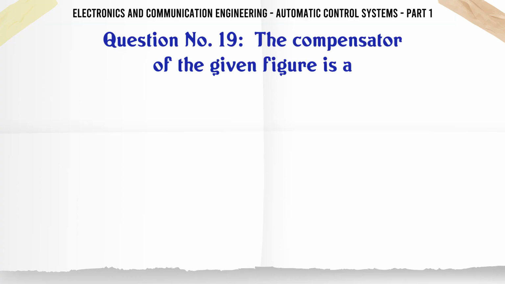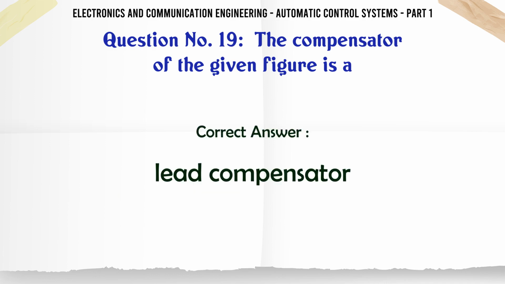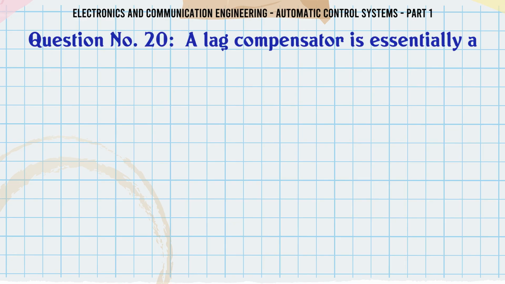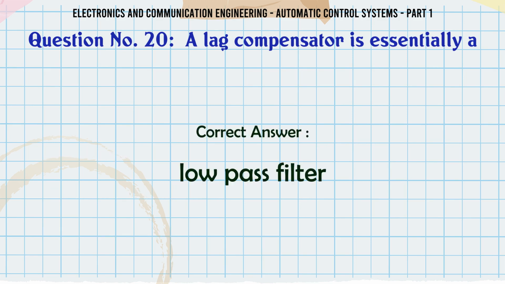The compensator of the given figure is: A, lag compensator; B, lead compensator; C, lag lead compensator; D, none of the above. The correct answer is lead compensator. A lag compensator is essentially: A, low pass filter; B, high pass filter; C, band pass filter; D, either A or B. The correct answer is low pass filter.